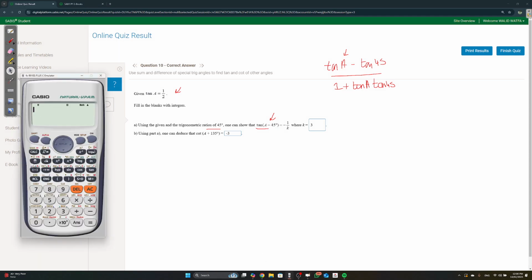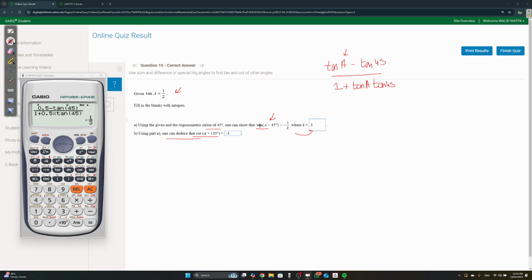Tan A is given as half, minus tan 45. Just do it on your calculator. Tan 45, which is 1. Either way, it's 1 if you want to know it. Plus tan A, 0.5, times tan 45. And you get, I need to put the bracket, negative 1 over 3. So k is what? 3. Very easy. Using part A, one can deduce that cotan of A plus 135 is what?